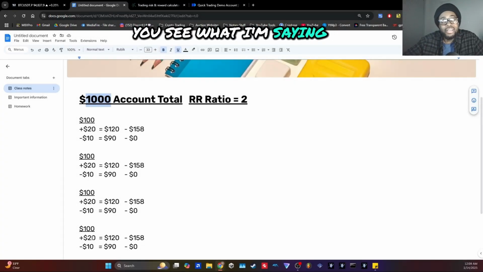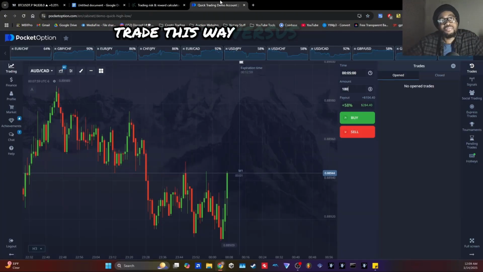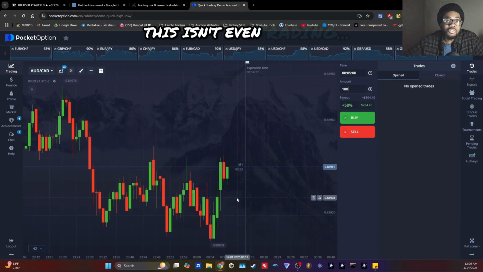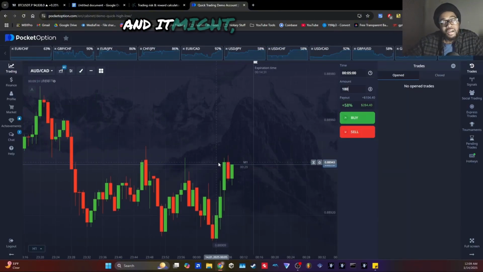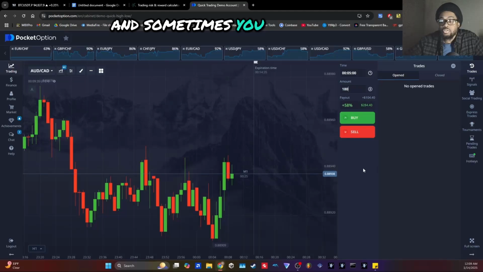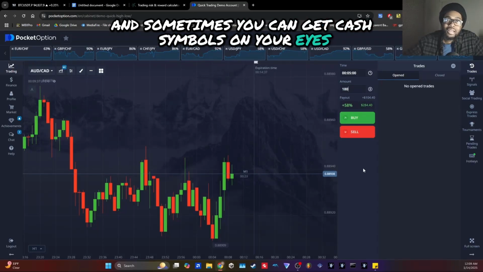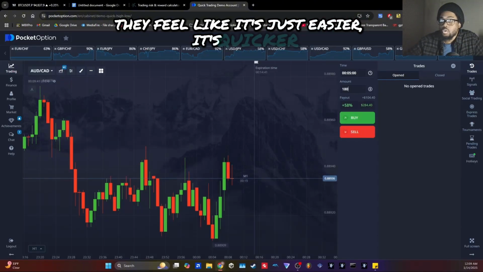You see what I'm saying? So you can see how much smarter it is to trade this way versus this way. This isn't even trading. This is betting. This is gambling, in my opinion. Honestly, you see these numbers and sometimes you can get cash symbols in your eyes, and for some people they feel like it's easier and quicker.